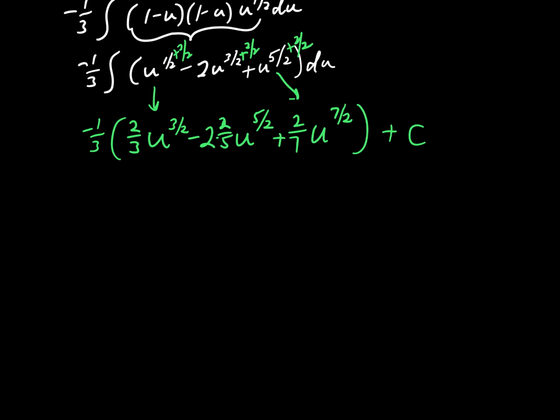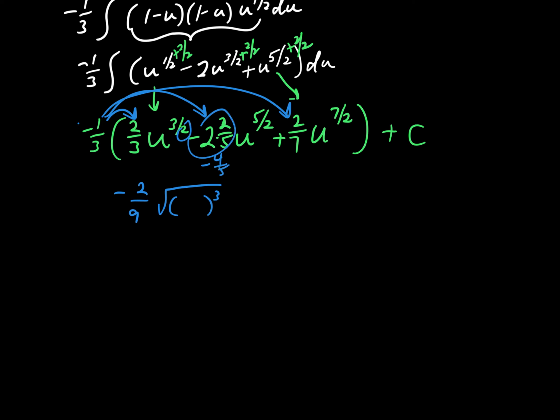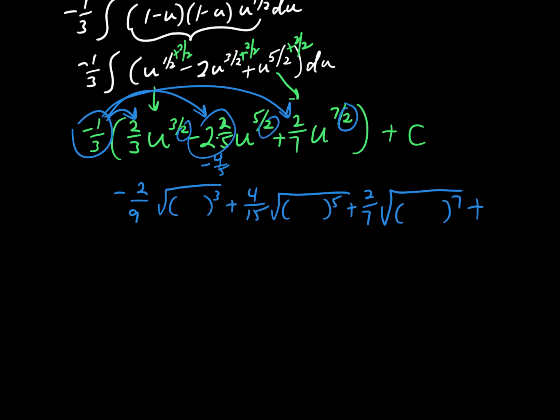We do need to distribute it here, though. We have this term and this term and this term. So the first one is negative 2/9. That is a square root. It's u to the 3rd. This multiplication gives you negative 4/5, but then don't forget you have to distribute this, and that's going to make it positive 4/15. Positive 4/15. The next, that is a square root, and I have a u raised to the 5th. The next term, this is a 2/7 in front. That's a square root, and I have my u value raised to the 7th plus c.